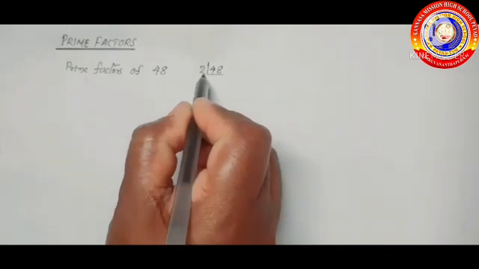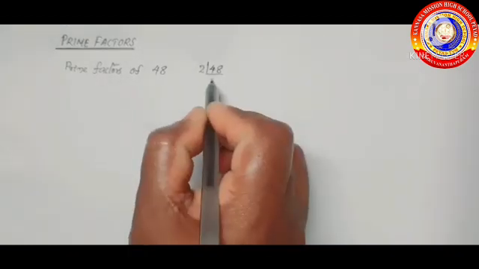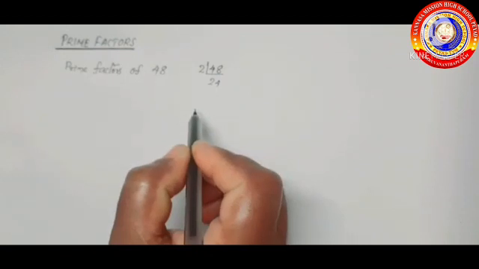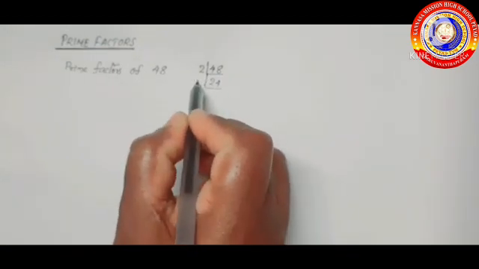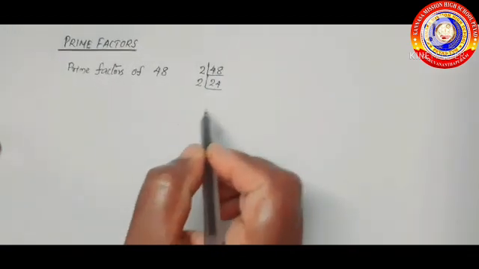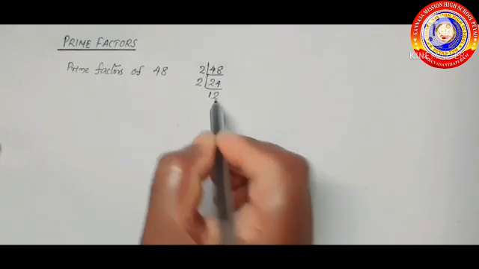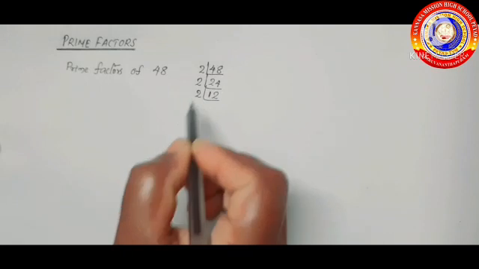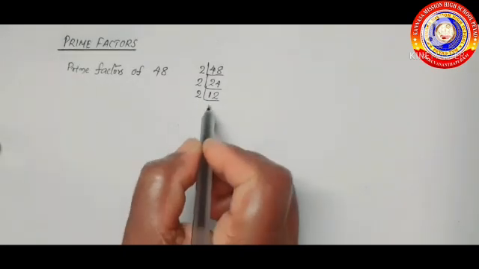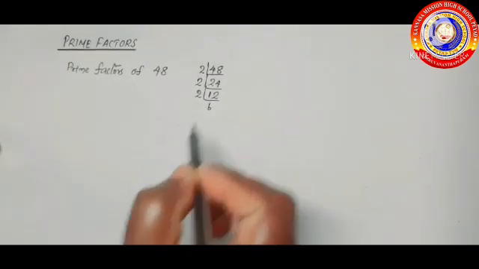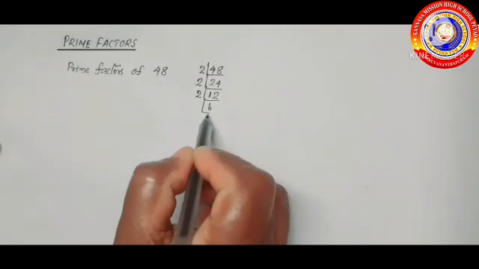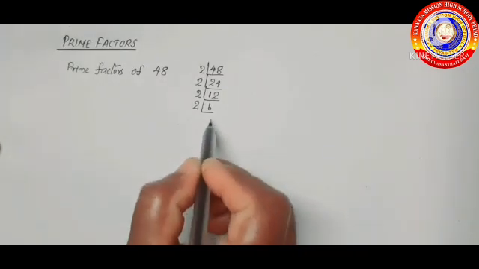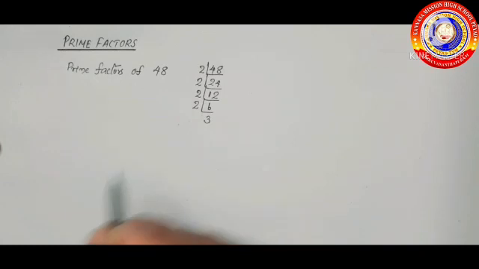48 is an even number, so 2 is a factor. When we divide 48 by 2, we get 24. 24 is an even number, so 2 is a factor. Divided by 2, we get 12. 12 is an even number, 2 is a factor. 12 divided by 2, we get 6. 6 divided by 2, we get 3.